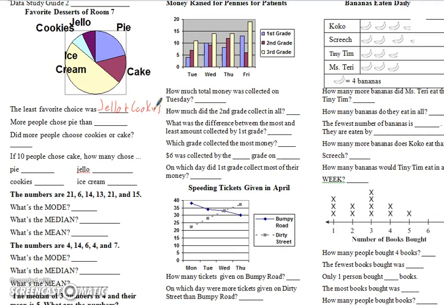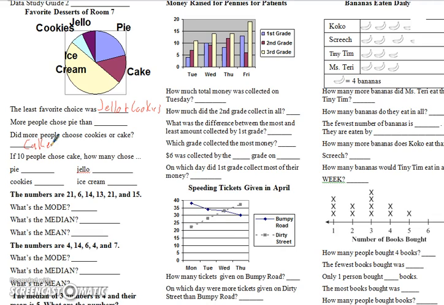More people chose pie, so I'm just looking for something that's smaller than pie. Could have said cake or Jell-O or cookies. Any of those would work. Did more people choose cookies or cake? The cake piece is bigger, so I'm definitely going with cake.